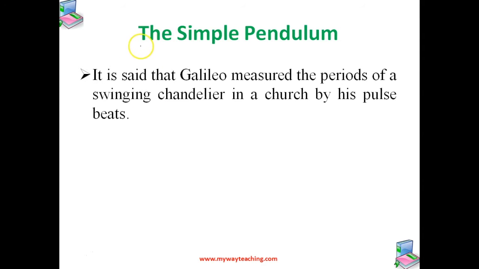Now let us study about the simple pendulum. Okay, it is said that Galileo measured the periods of a swinging chandelier in a church by his pulse beats, and even he observed that the motion of that chandelier was periodic, which was repeating after regular intervals of time, and the system is a kind of pendulum.